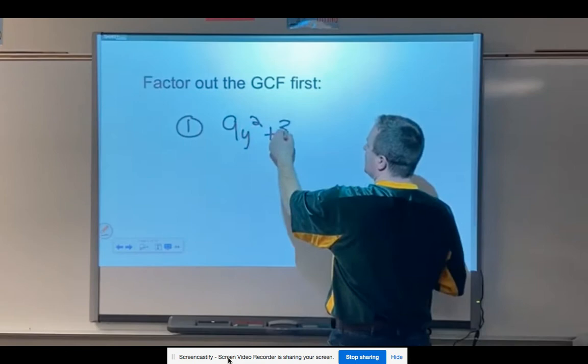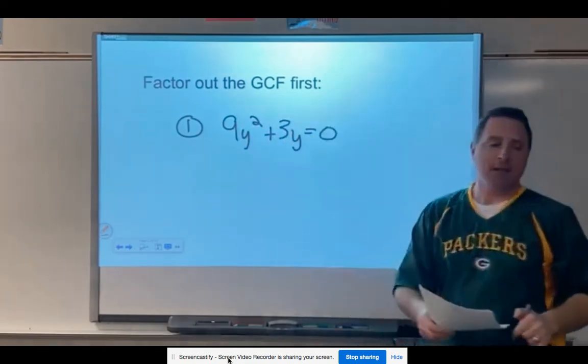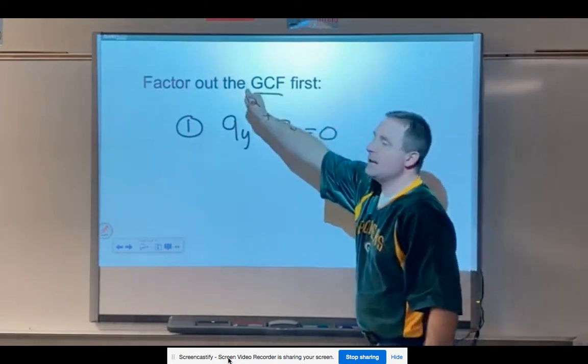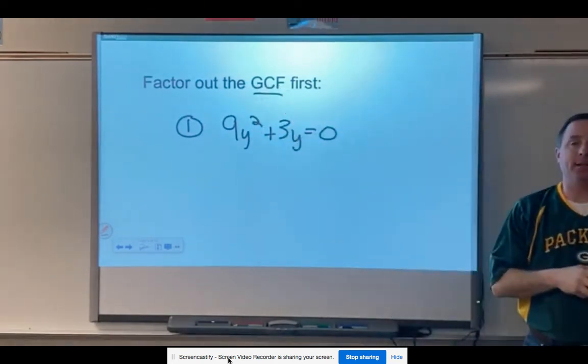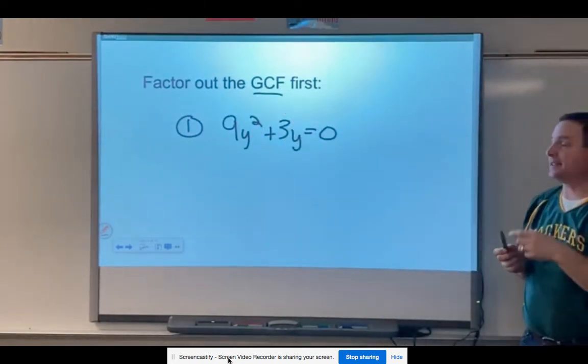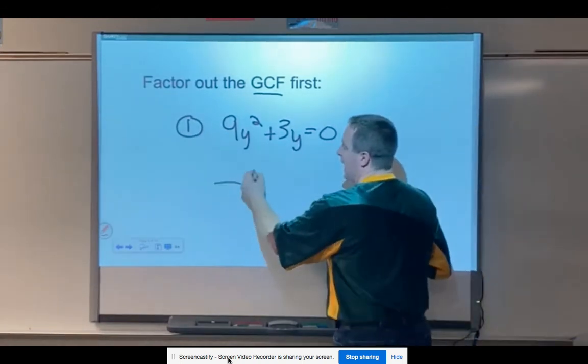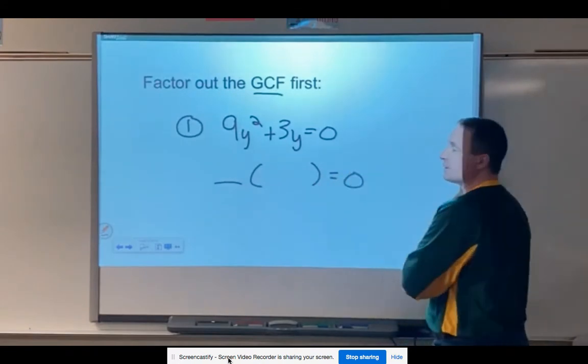9y squared plus 3y equals 0. Okay, it says factor out the GCF. And many of you guys know what GCF stands for. It stands for the greatest common factor. Okay, and what that is: what's the biggest thing that goes into both of those numbers, if it has anything? And if it has something, we're going to factor that out first.